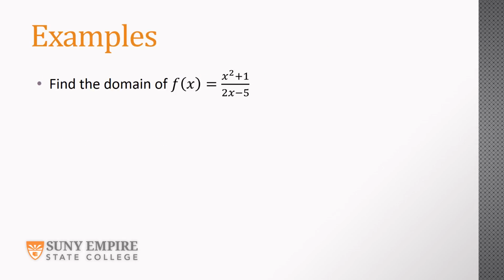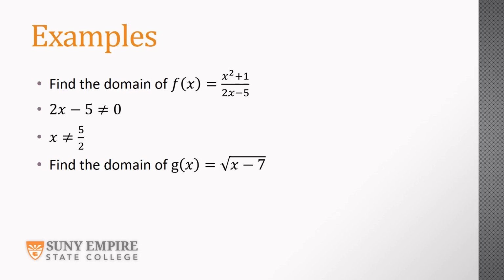Suppose we want to find the domain for the function f of x equal to the quantity x squared plus 1 divided by the quantity 2x minus 5. Because we are dividing in the function, there is the potential for division by zero. We want to ensure that this does not happen. In other words, we want to make sure that 2x minus 5 does not equal 0. Solving, we need to constrain the domain so that x does not equal 5 halves.